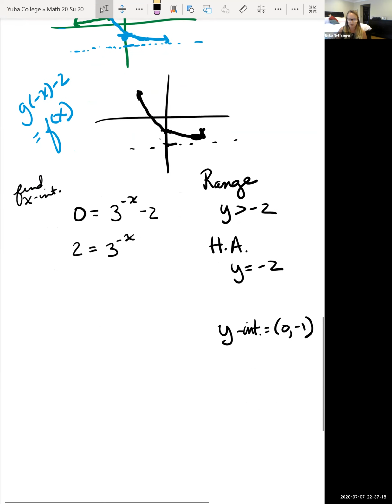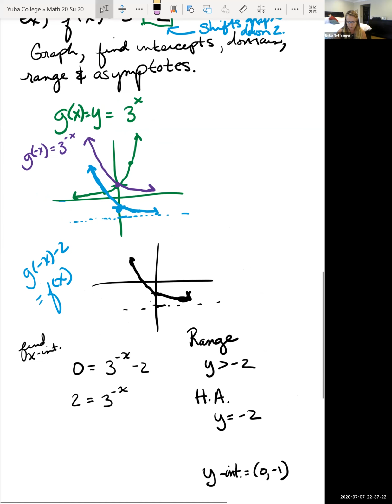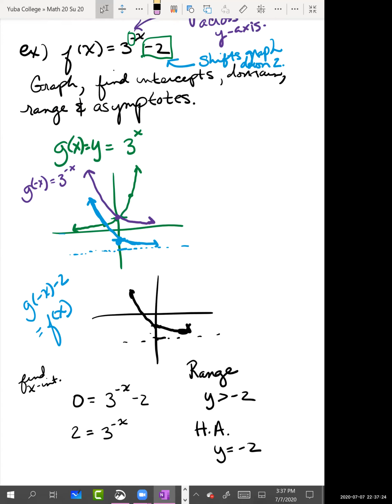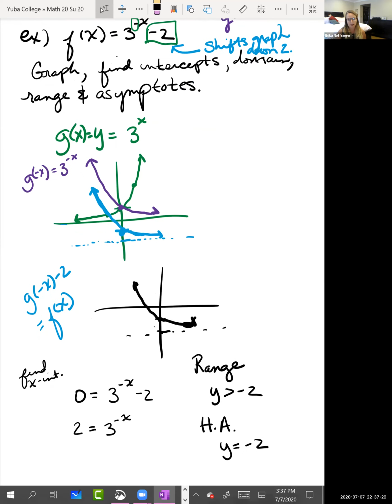So are we just supposed to memorize the shape of the graph of the parent function? Yeah, you should know the general shape of the graph depending on what the base is.